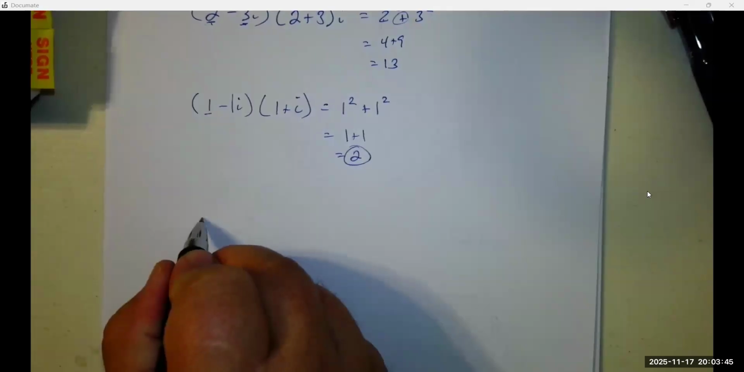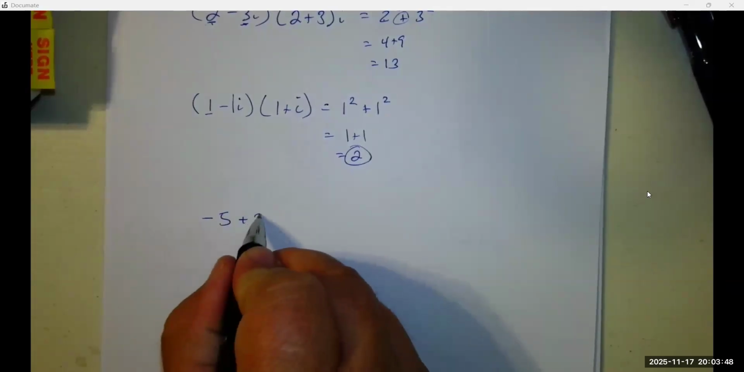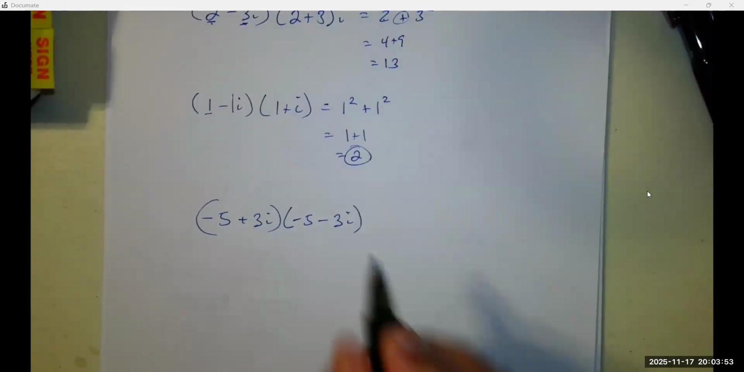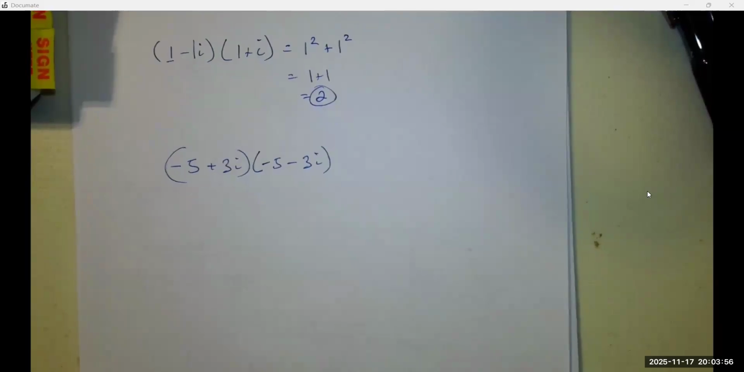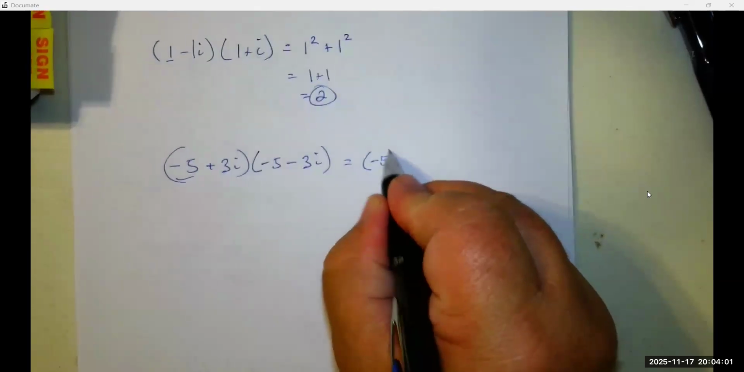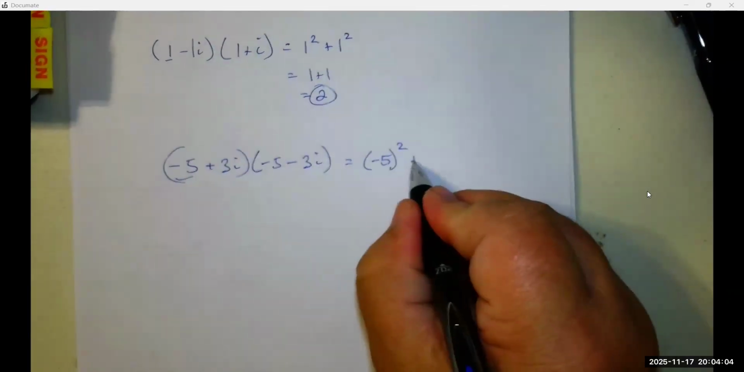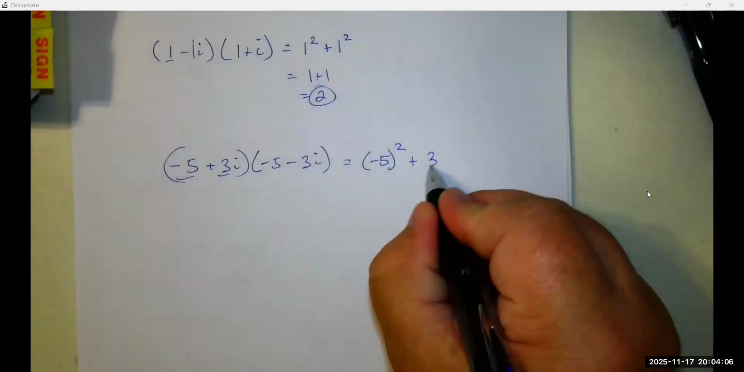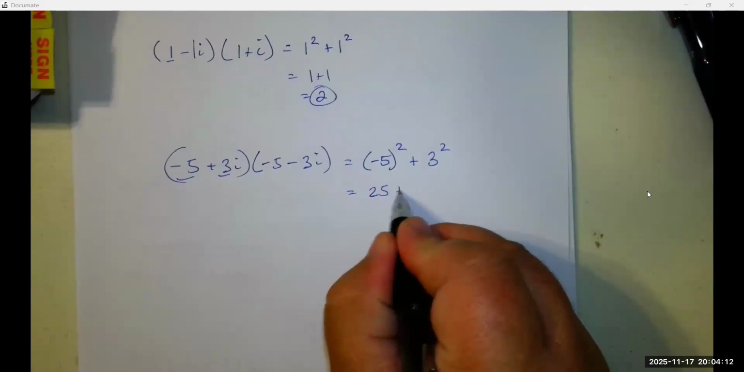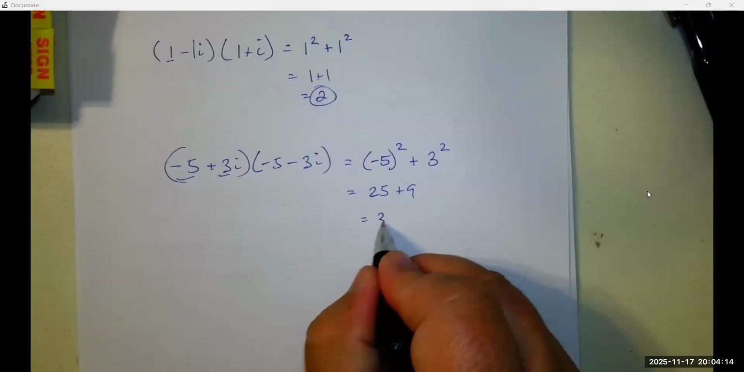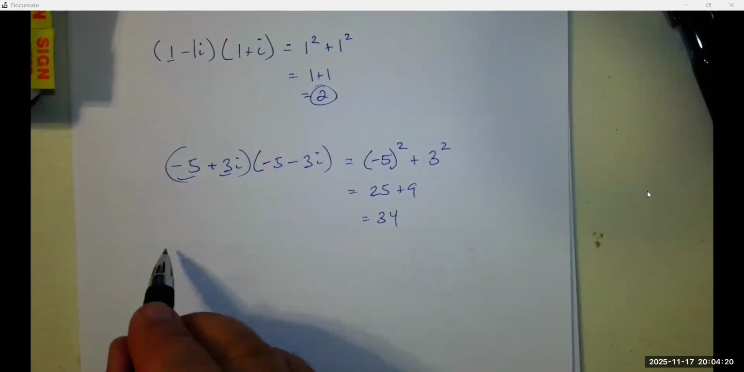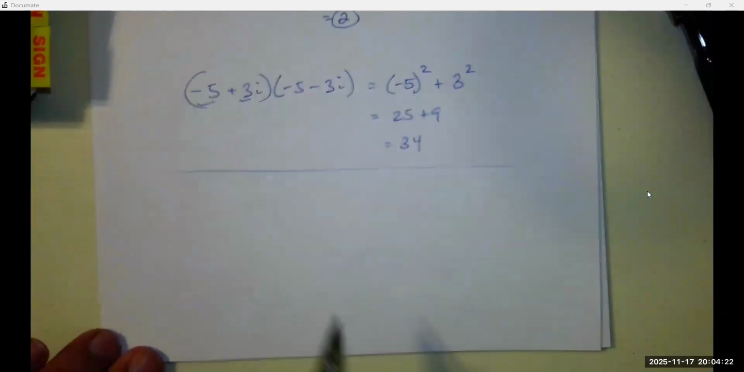One more. Negative 5 plus 3i, negative 5 minus 3i. Take the first term, negative 5, square it, plus the second term, 3, squared. Negative 5 squared is 25. 3 squared is 9. So that's a shortcut we use to multiply complex conjugates.